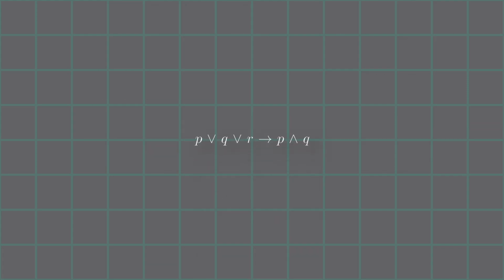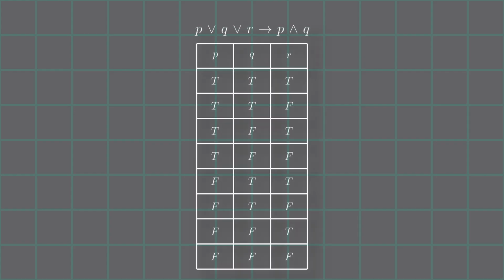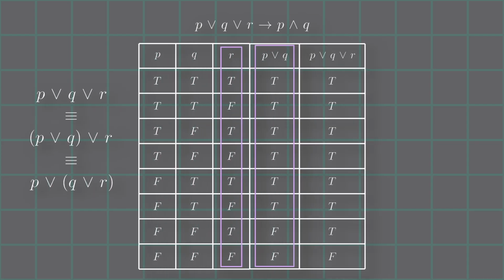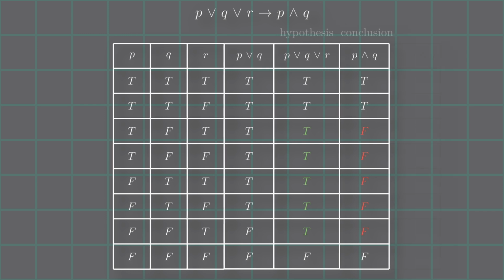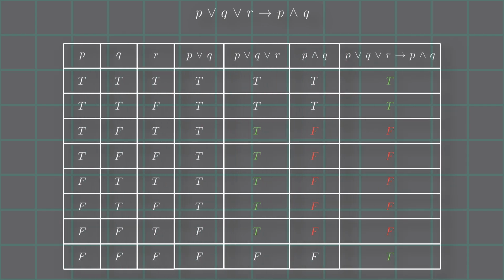Let's try to construct a truth table for this statement. Starting with the simple statements, we continue with the disjunction of P and Q. By the associative law, these statements are equivalent, so we can proceed with the disjunction of P or Q and R. Then, let's fill in the column for P and Q. Now, this is the hypothesis and this is the conclusion. So, the final statement is only false if we see it true for the hypothesis and false for the conclusion.